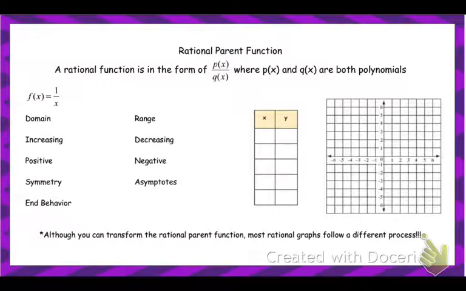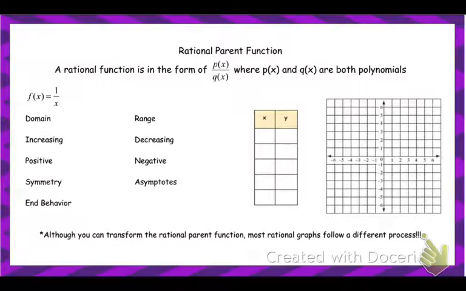So a rational function, think about a rational number. A rational number can be written as a fraction. A rational function is a fraction, but specifically it's a polynomial divided by a polynomial. Remember, a single number is a polynomial. So like 3 over x squared could be a rational function.